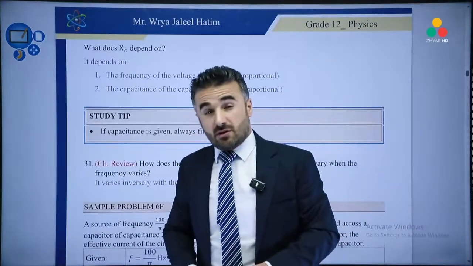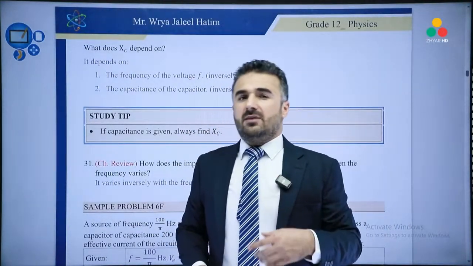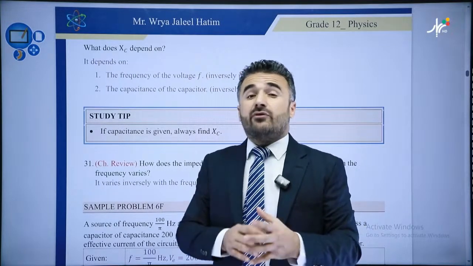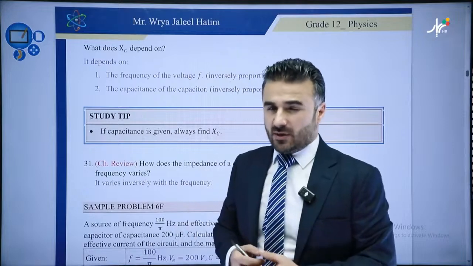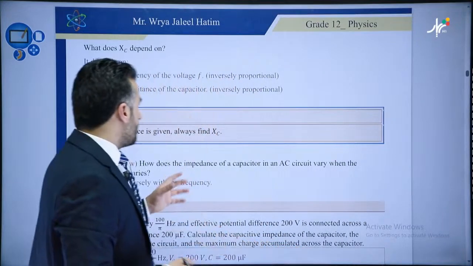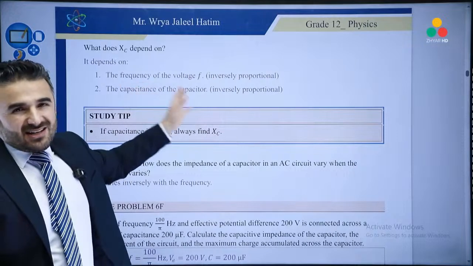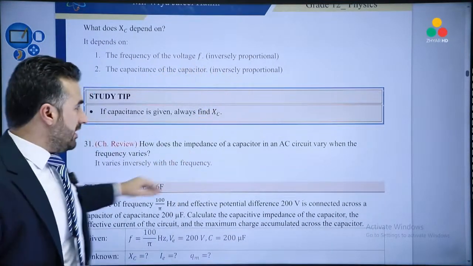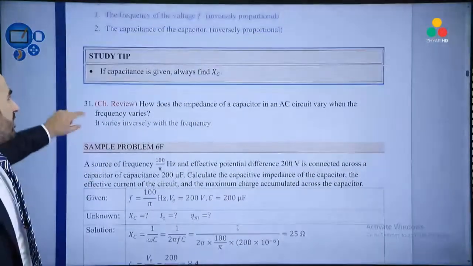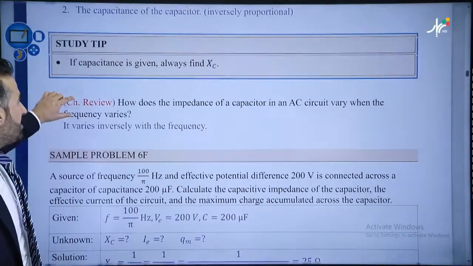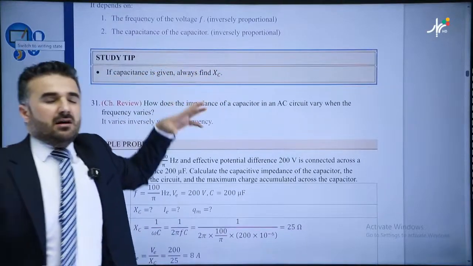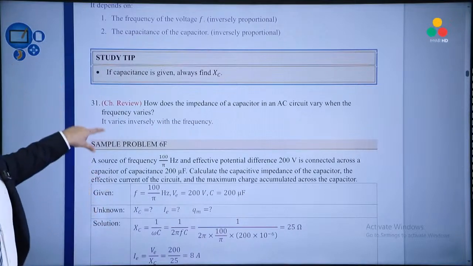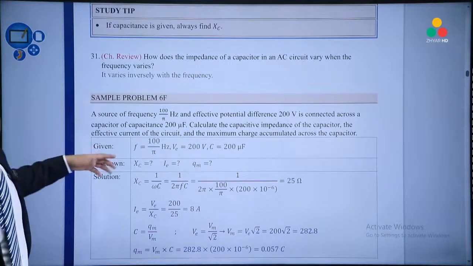And of course, we did talk about this one. We said, what does XC, the capacitive impedance, depend on? It depends on two things. It depends on the frequency of the alternating source, which is inversely proportional. Remember this. And it also depends on the capacitance of the capacitor, which is also inversely proportional. We talked about this tip as well: whenever capacitance is given, always find XC, because like 99% of the time you're going to need XC as long as the value of the capacitor is given.